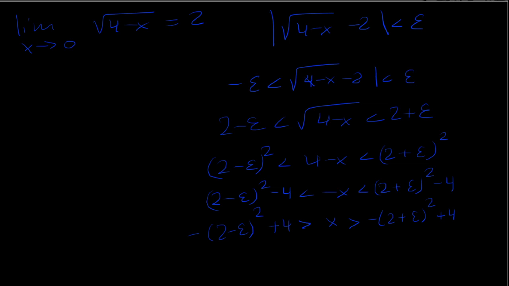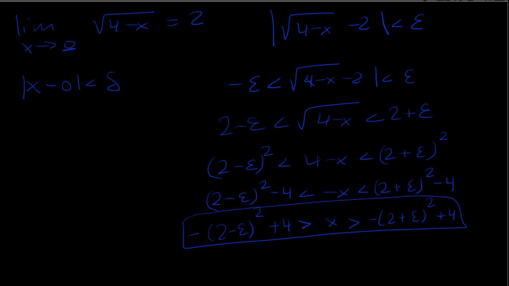Okay, and that's our first inequality that involves x. The second one, we'll look at the absolute value of x minus 0 is less than delta, since we're approaching x equals 0. So that means x has to be between delta and negative delta, and that's our second inequality. Okay, the last step here is to compare the smaller deltas, the smaller part of the inequalities. So in other words, negative delta with negative 2 plus epsilon squared plus 4, and then we'll compare delta with negative times 2 minus epsilon squared plus 4.